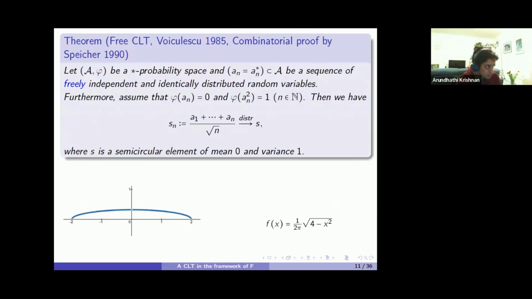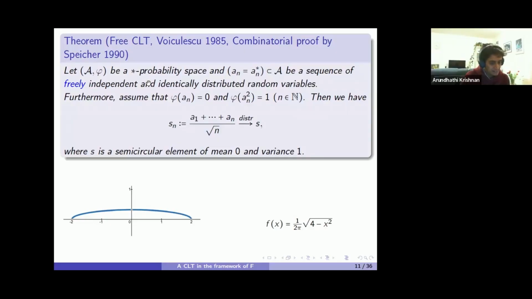I believe the original proof of Voiculescu uses something called R transforms, and it's really a proof in analysis. But the proof of Speicher is sort of a counting problem, really. It's a very nice proof, and I'll briefly say something about it. But first, the statement of the free CLT, very much in parallel with the statement of the classical CLT.